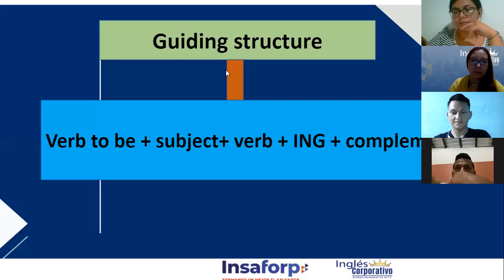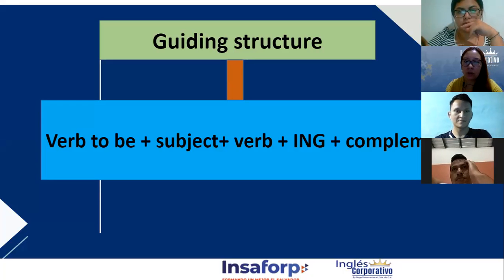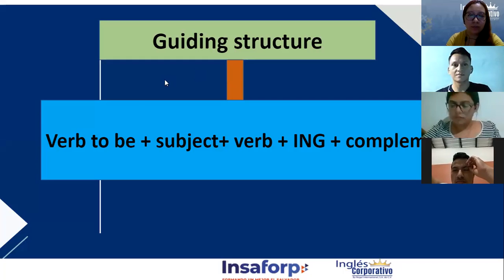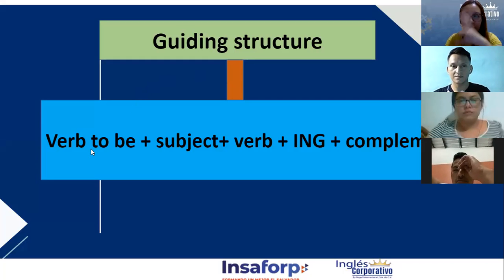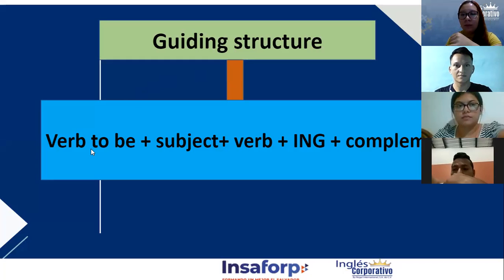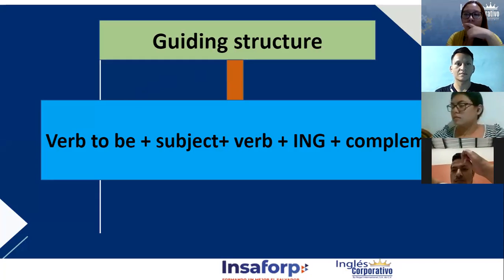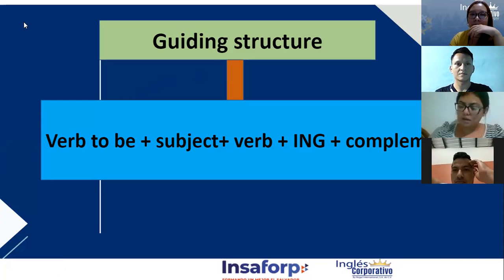Okay, so we're going to be asking questions. For example, and we're going to be using this guiding structure, right? Aquí tenemos la estructura guía o la base, right? We will always start yes or no questions with the verb to be, then the subject, then the ing verb, and then the rest, which will be considered complement, okay? For example, I'm gonna start asking random. Voy a empezar a preguntar así al azar.